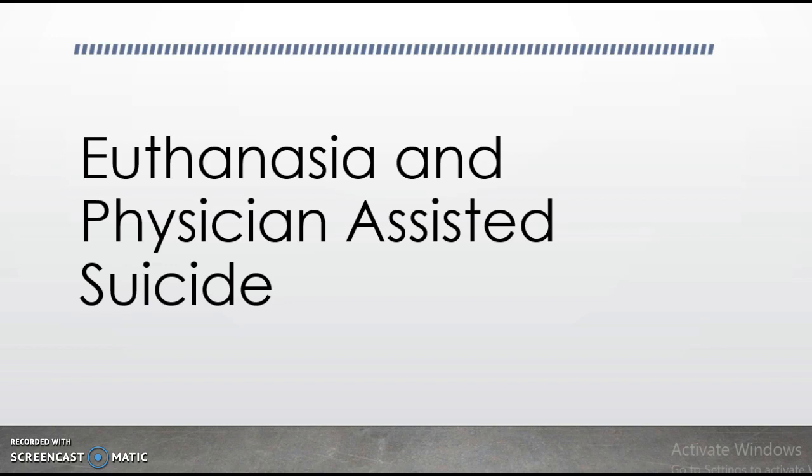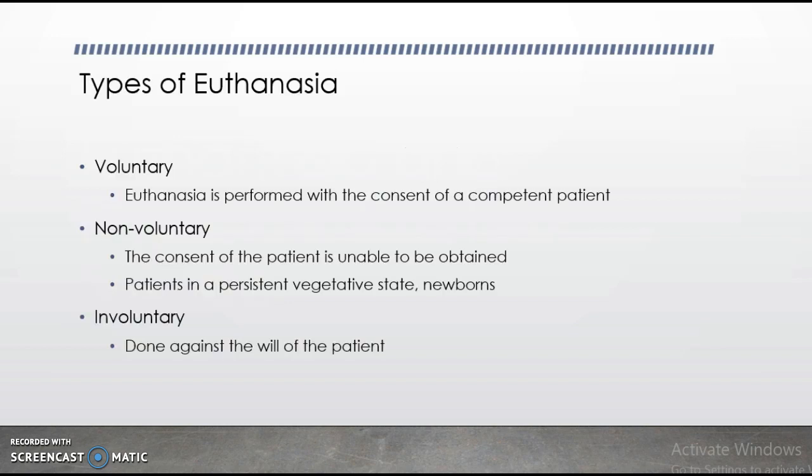Where is euthanasia legal? What types of euthanasia are legal? What is the difference between euthanasia and physician-assisted suicide, so on and so forth. So let's jump in and get started. So the first thing we need to do is understand that there are multiple types of euthanasia. There's voluntary, non-voluntary, and involuntary.